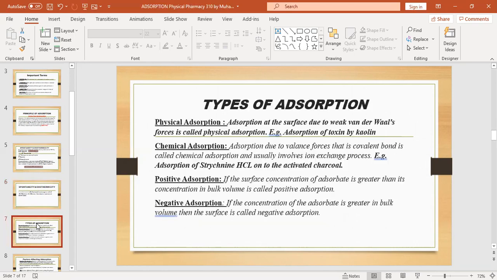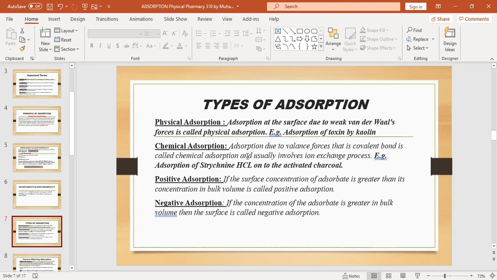Let's proceed further. Now we will discuss types of adsorption. We have covered all these topics in physical classes, but I want to repeat it before proceeding further. The first one is physical adsorption. By physical adsorption, we mean that when we add a substance on an adsorbent, the addition occurs through van der Waals forces, that is weak intermolecular forces, which are responsible for the adsorption of the adsorbate on the adsorbent surface. An example is adsorption of toxin by kaolin.